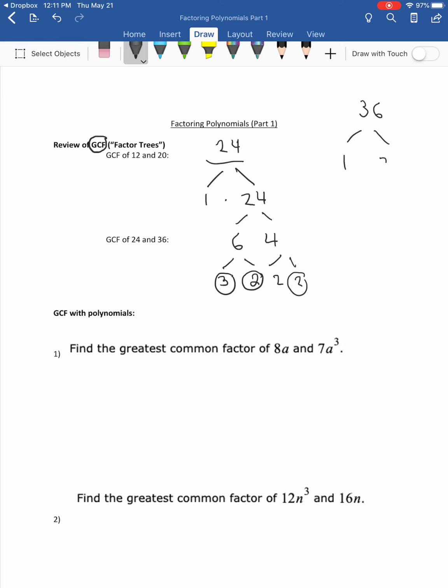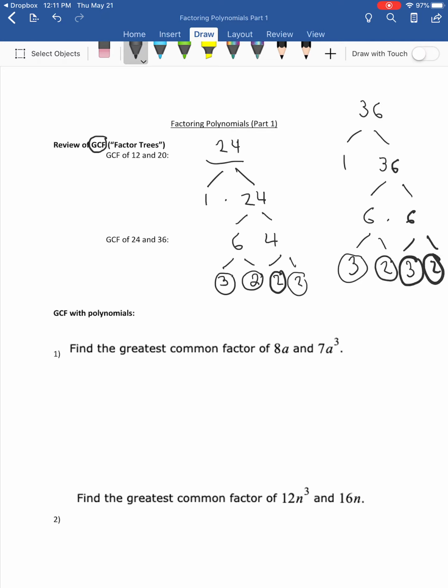36. 1 times 36. 1 we'll ignore. 36, I'm going to do 6 and 6. Okay, no primes yet. 6 is 3 and 2, and we have another one of those. Oh, I forgot to circle this 2 over here. Okay, so 3 and 2 are each primes.